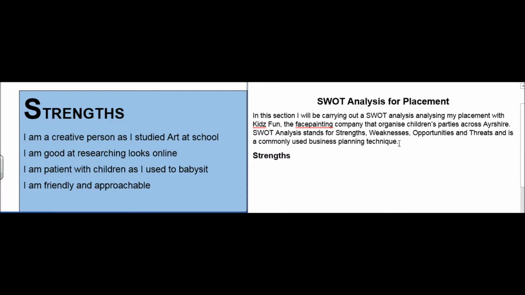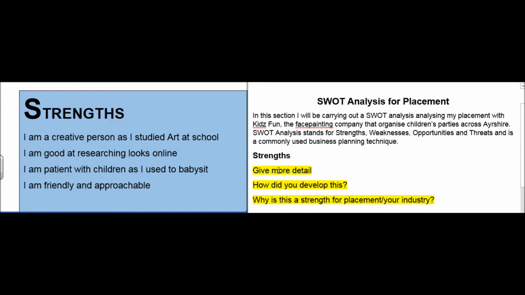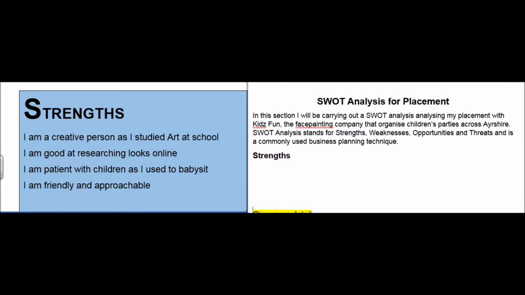So when you're doing that, there's 3 things that you really want to consider. The 3 main elements that you really need in each paragraph are coming up here in the yellow. So we need much more detail. We really want to go into detail about what you've been doing and how you've gone about it. And also how you've developed a skill. So that second one there, how did you develop this? Was it through work, through volunteering, through college or school? And then last of all, why is something going to be a particular strength for placement or for your industry? So make the connection between your strengths and what you're about to go on to do.